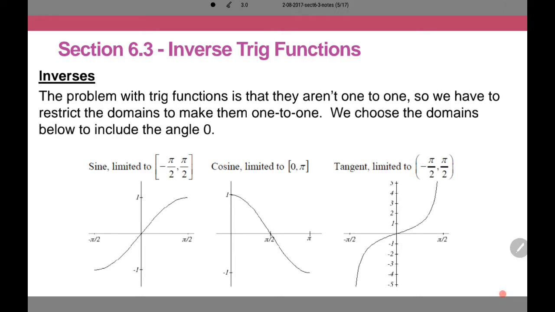Now we're going to choose the domains here to include the angle of 0. So sine is going to be limited between negative pi over 2 and positive pi over 2, because that gives us a 0 here in the middle. So that's a piece of the sine graph. Cosine is going to be limited from 0 up to pi, because that gives us the piece that we have here. It includes 0 and is now one-to-one. And then tangent has to be restricted between negative pi over 2 and positive pi over 2 to make it one-to-one, where we've got that 0 angle in the middle as well.